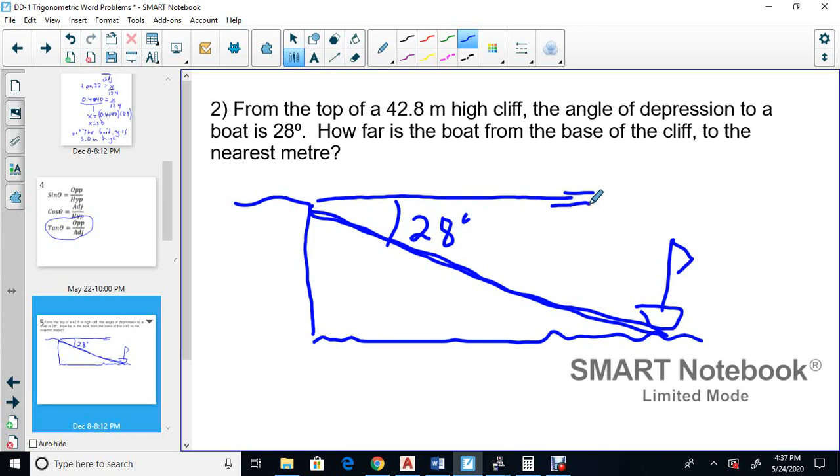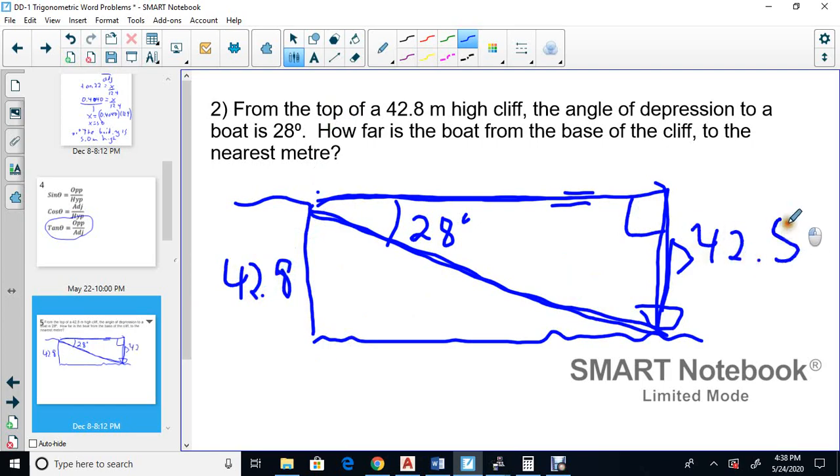So how are we going to draw the triangle? I'm going to draw it like this. I'm going to go here and come down here. So my 90 degrees is going to be right there. And I know the cliff here is 42.8. So over here it's also 42.8. But I'll use the top triangle. So see, the 28 is here.